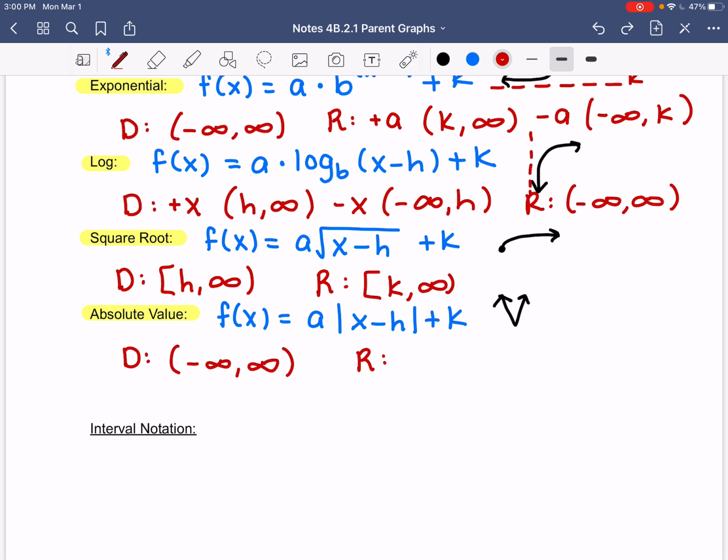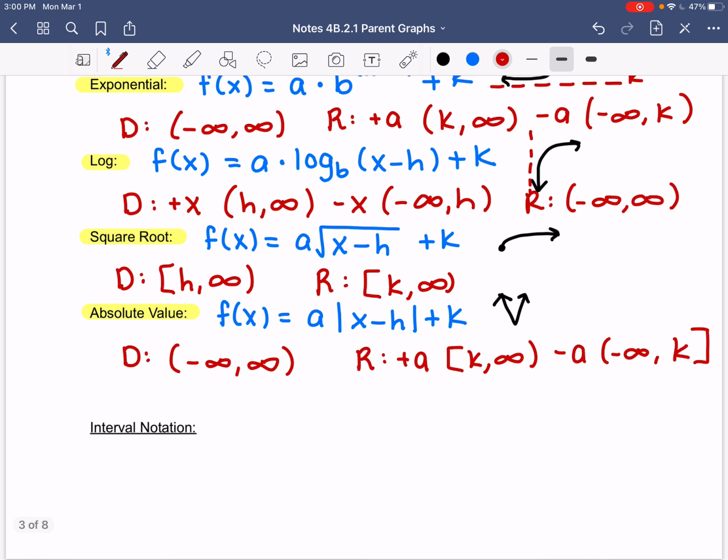because it depends on where it stops. If your a is positive, it's going to be pointing up, so it's going to be from k going up. And then if a is negative, the V is going to be pointing down, so it's going to be from negative infinity up until your k.